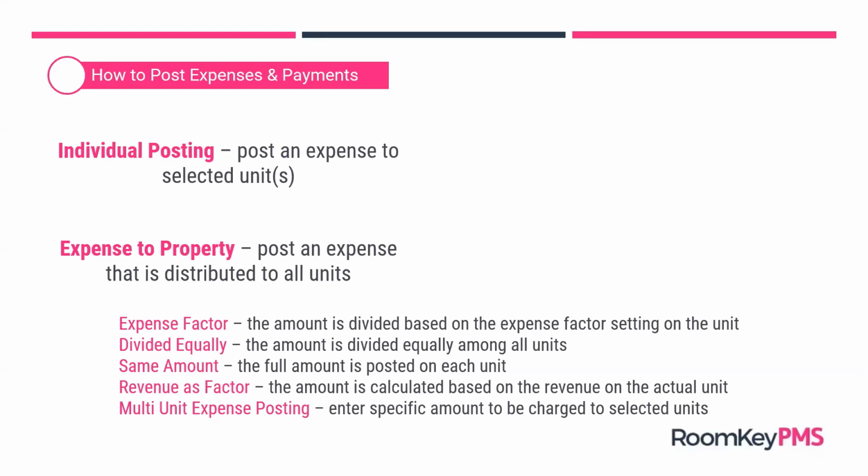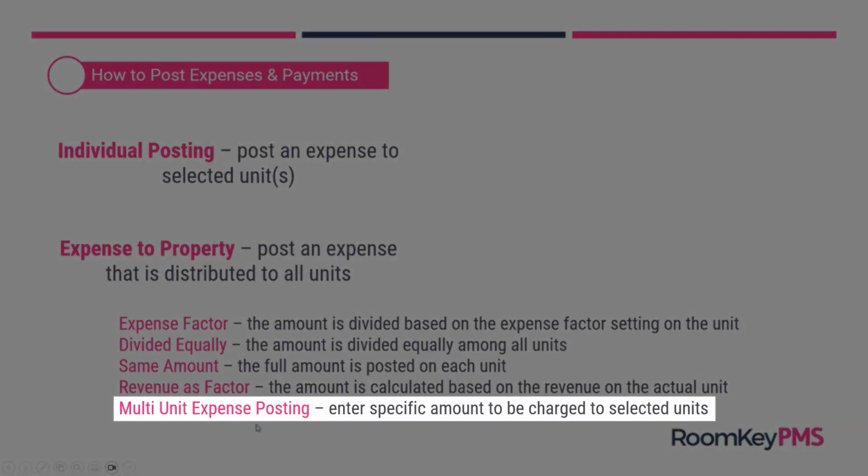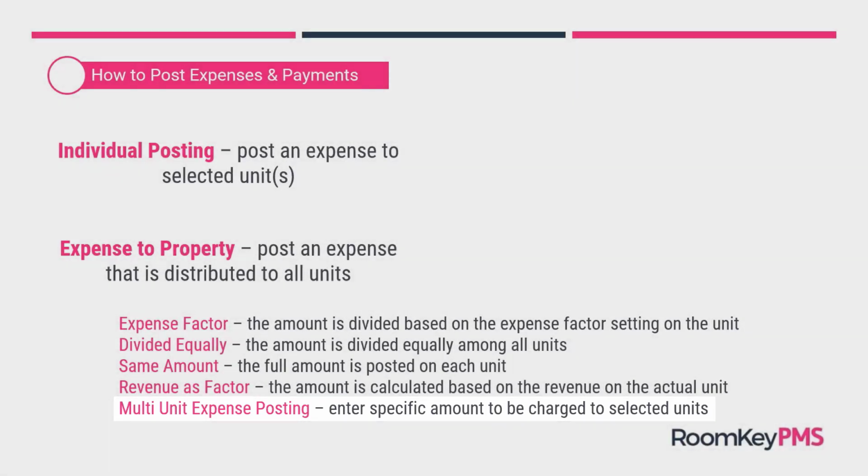And then the last one, I think, is the most commonly used, and that's multi-unit expense posting. So when you have an expense, instead of entering the amount and then expensing it to property, you'll choose expense to property first, and then this multi-unit expense posting actually gives you a little worksheet where you can type in the price. If it's different for each unit, you can type in the price for that expense.